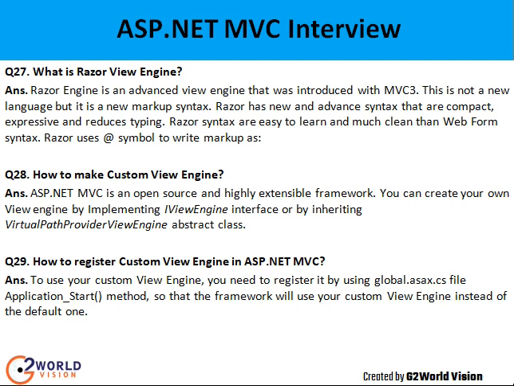How to register a custom view engine in ASP.NET MVC? To use your custom view engine, you need to register it in the Global.asax.cs file's Application_Start method, so that the framework will use your own view engine instead of the default one.